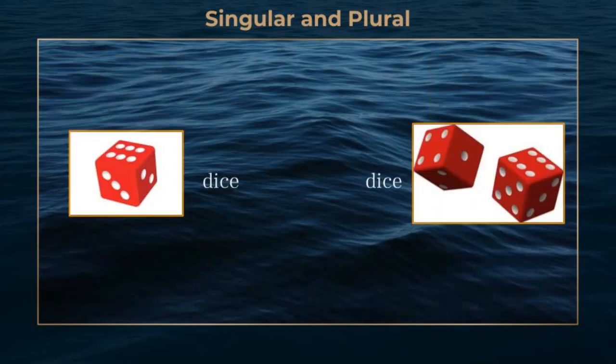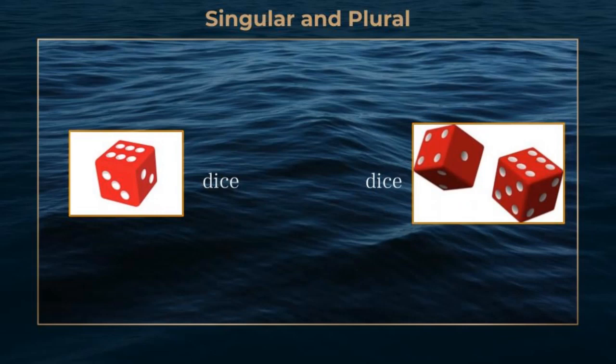Students, now we are going to see the next example. Look at the given picture. What is given in the picture? It is a dice. Dice is a singular noun because in the first picture we have given one dice. So we can easily say that it is a singular noun. Look at the next picture. We know very well that it is the plural form of dice.